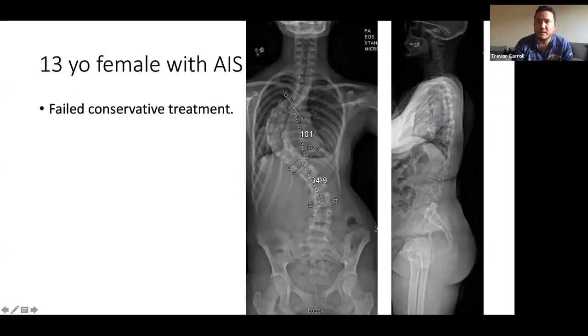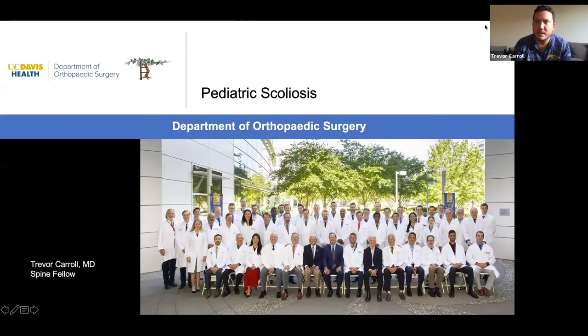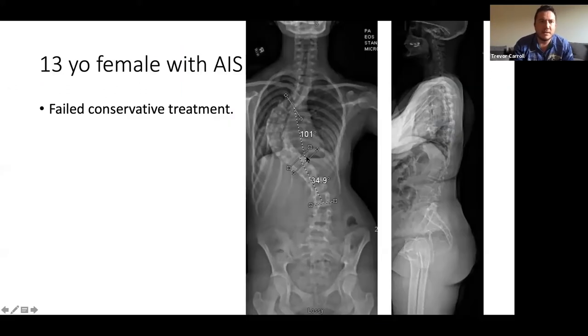So this is a scoliosis case. Pediatric. It's going to be sort of a hybrid. We're going to combine the case study that we did and then also that model that we talked about as well. So this is a 13-year-old with AIS. She was neurologically intact. There's nothing wrong with her except she had some scoliosis.